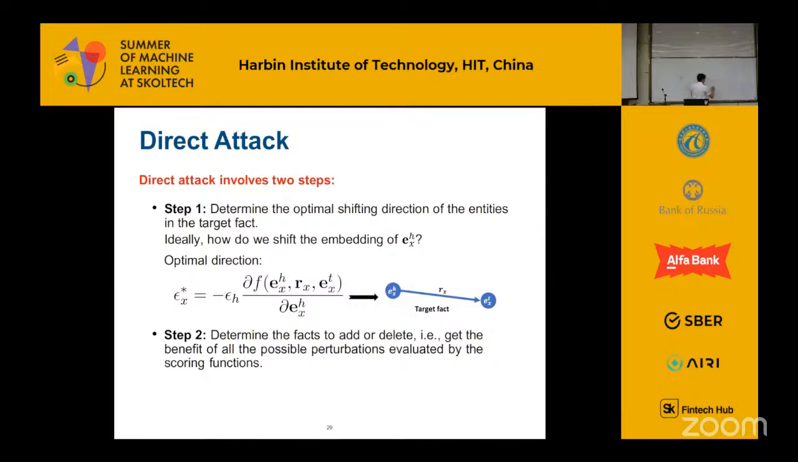And this one should be like... we just take a gradient by a single step in order to make it an ideal shifting direction, and it is like this. The second thing, after we determine that this is the desired shift on this head entity, is that we have to determine the fact that we need to add or delete in order to make this shift happen.